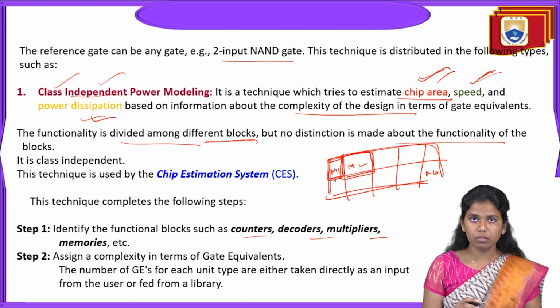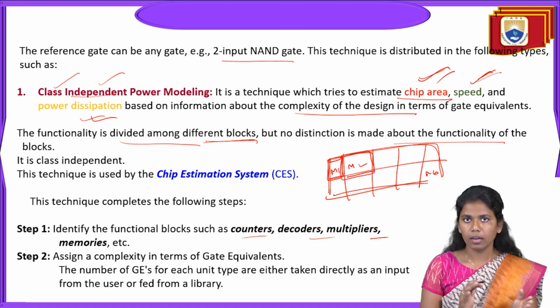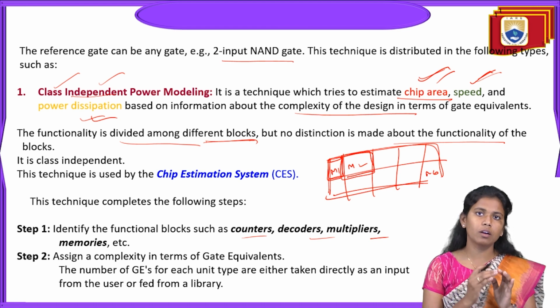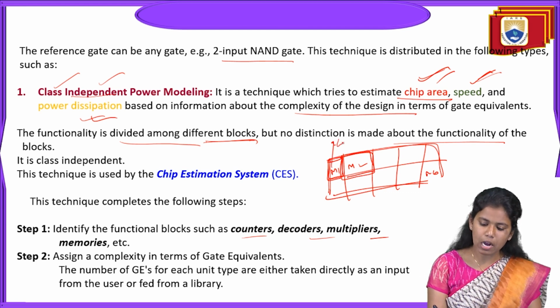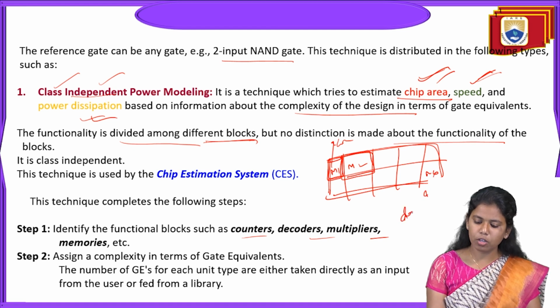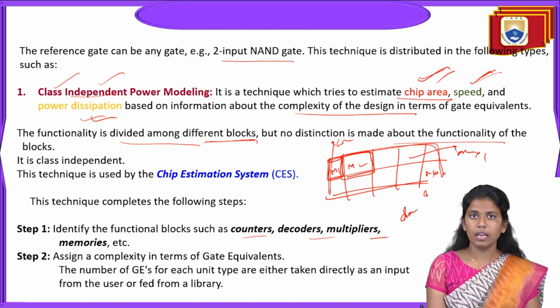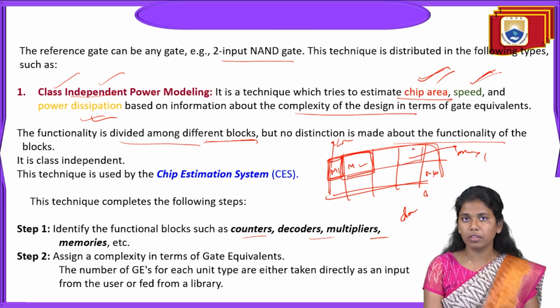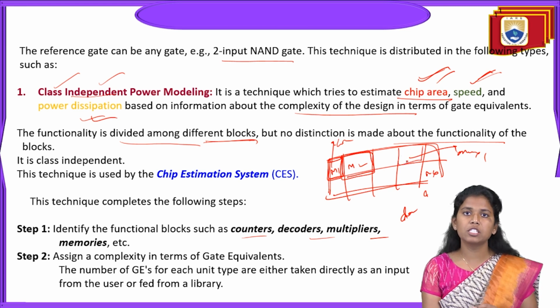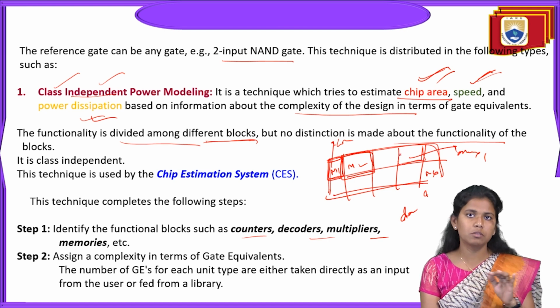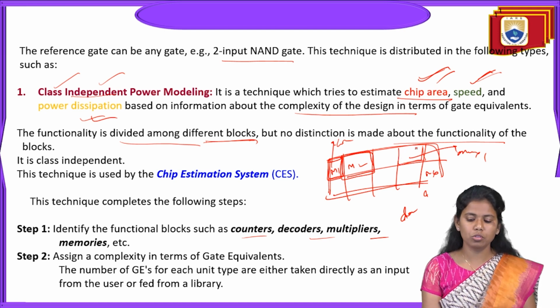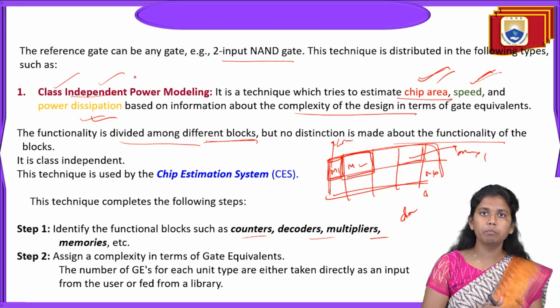So you have to concentrate on the segregation of the different blocks. You can say this is a counter, this is a decoder, this is a multiplexer. And now in the multiplexer you have to see whether the chip area is proper or not, whether its power dissipation is maximum or minimum, and whether the speed of this multiplexer is moderate or going high. All these considerations can be seen individually. That's why we are saying that it is class independent power modeling.